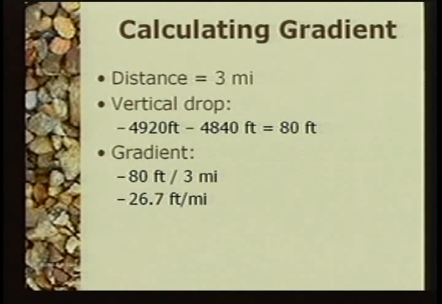We just did that by looking at the distance between the 2 points, the 2 X's, and figuring that out with the bar scale. Now, the vertical drop will be the difference in our contour lines, 4,920 feet and 4,840 feet, and that comes to 80 feet. So our gradient is going to be our rise over our run, our vertical over our horizontal, or 80 feet over 3 miles. So if we divide by 3, we end up getting 26.7 feet per mile. That is the gradient of our river.